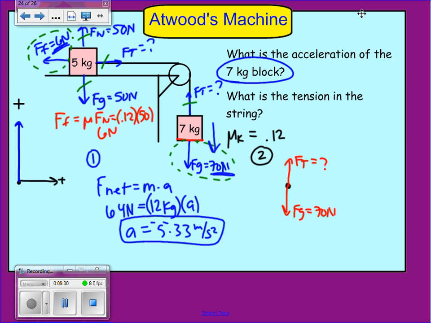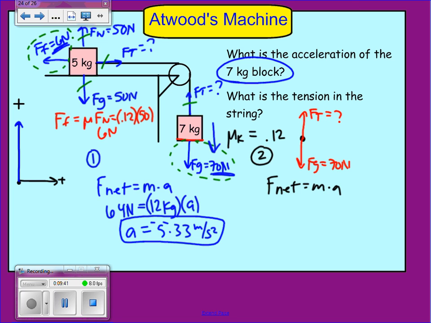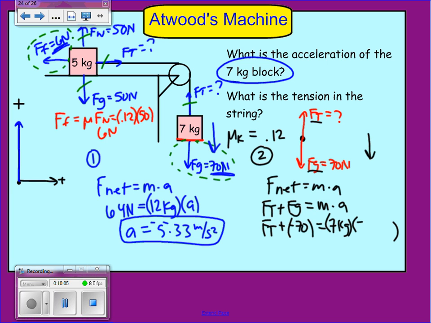All right, so my force, let me see if I can move this up out of the way a little bit. There we go. Give myself a little bit more space. So my force net equals mass times acceleration. Remember, now I'm only focused on the 7 kilogram block. That's going to be the force tension plus force gravity, because those are the two forces acting on it, is equal to mass times acceleration. Force tension is what I want to solve for, plus gravity. Well, gravity's 70, but it's negative 70. That's equal to the mass, which is 7 kilograms, times the acceleration is 5.33, but it's accelerating downwards, and down is negative, so I need to make sure I put in negative 5.33 meters per second squared.